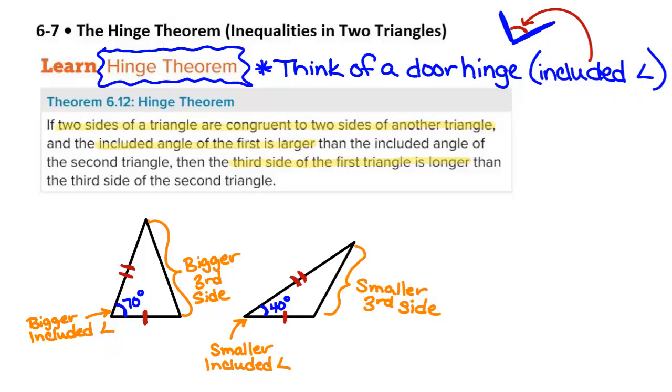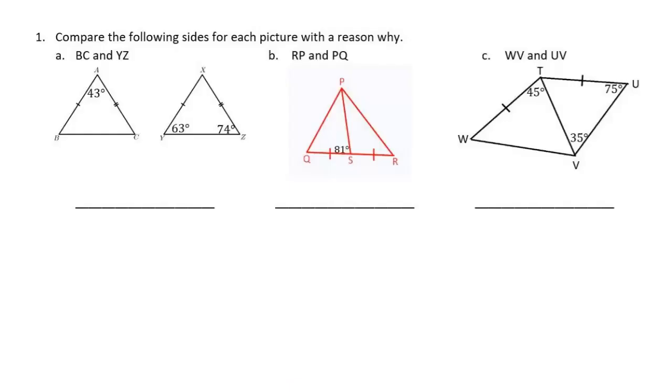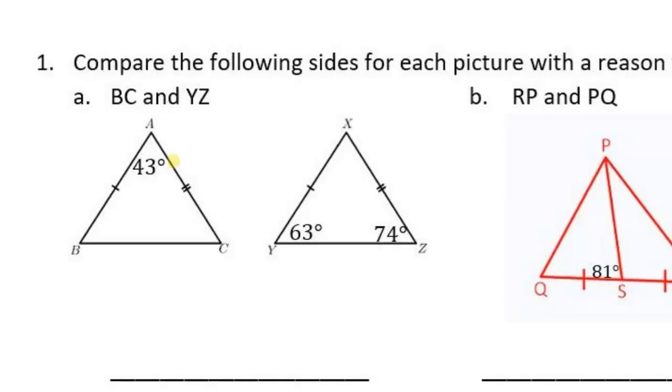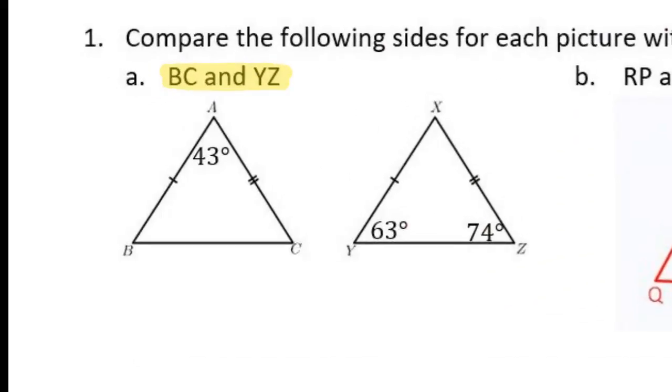All right, let's go look at these examples now. Number one, part A. Number one says compare the following sides for each picture with a reason why. We are going to compare sides BC and YZ. And notice it doesn't have the segment notation over the top because we're comparing their sizes. All right, so let's see. I see a congruence mark here and a congruence mark here. A congruence mark here and a congruence mark here. So two sides of one triangle are congruent to two sides of the other triangle.